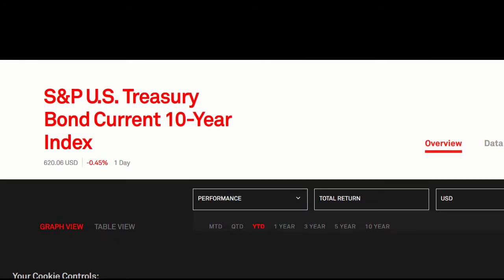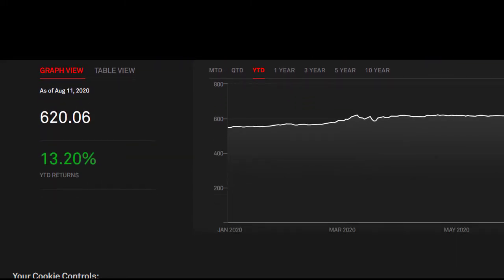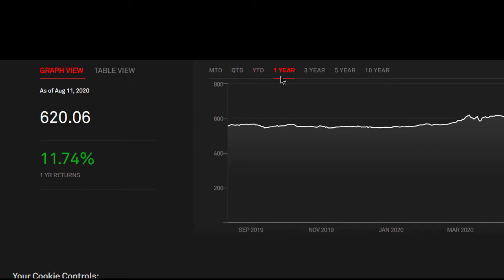So if we went to, say, the S&P here, so this is the S&P U.S. Treasury bond 10-year current index return, right? Over the past year to date, from January 2020 to August 2020, it was 13%. That's a pretty good return. And over the past year was almost 12%.